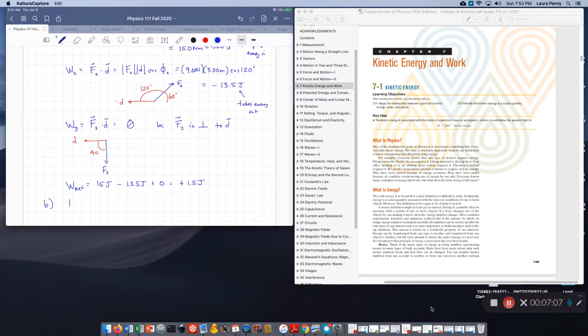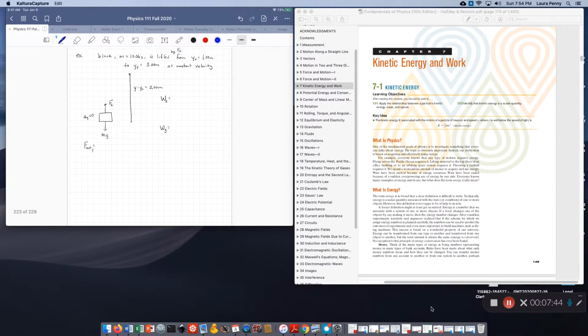Remember that the net work done is the change in the kinetic energy, or the final kinetic energy minus the initial kinetic energy. If that's a positive 1.5 joules, then Kf is greater than K naught, or we have an increase in kinetic energy for this object. If we had a negative 1.5, then we have less kinetic energy than we had before.